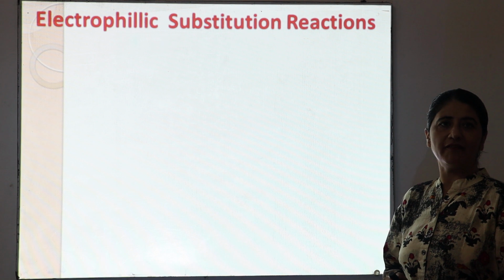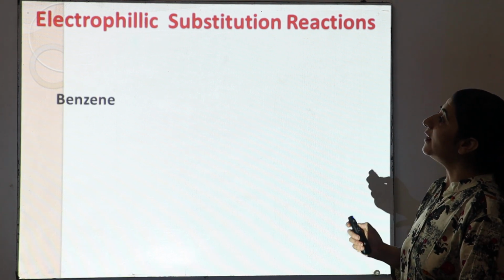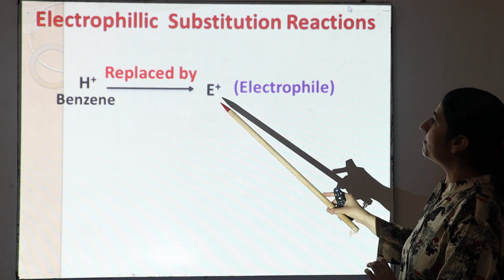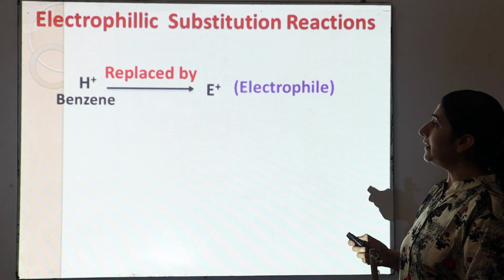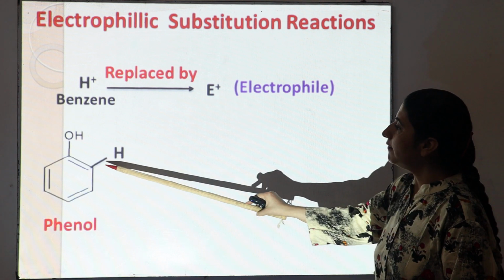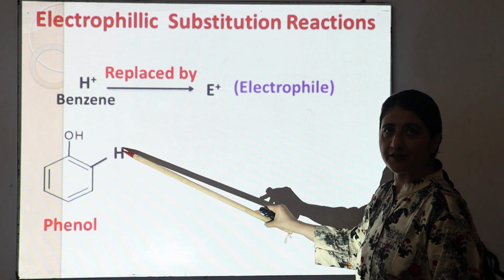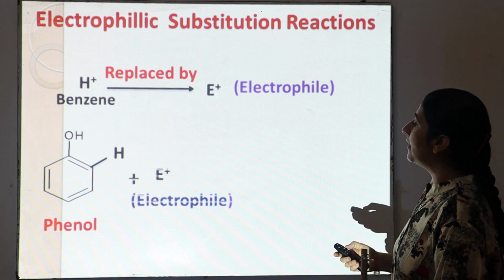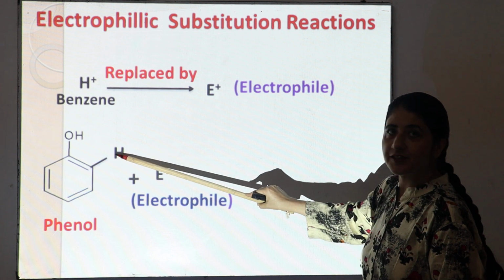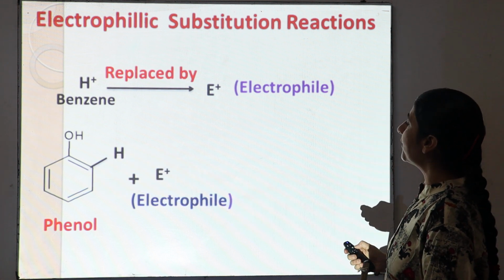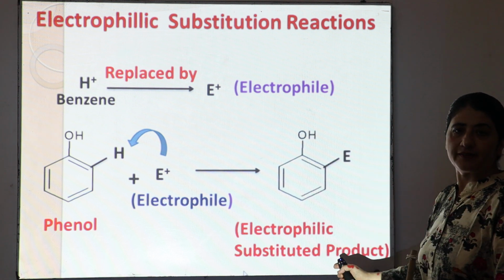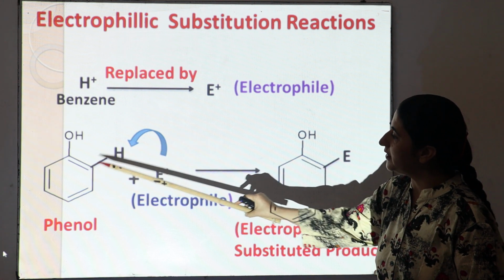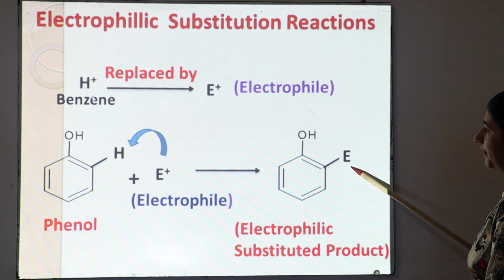Electrophilic substitution reactions are those reactions in which the H positive ion of the benzene is replaced by the electrophile, which is denoted by E positive. In this case, we have a phenol in which all the five carbon atoms contain hydrogen atoms. When phenol reacts with the electrophile, the electrophile replaces one of the hydrogen atoms of the benzene to form the electrophilic substitution product.